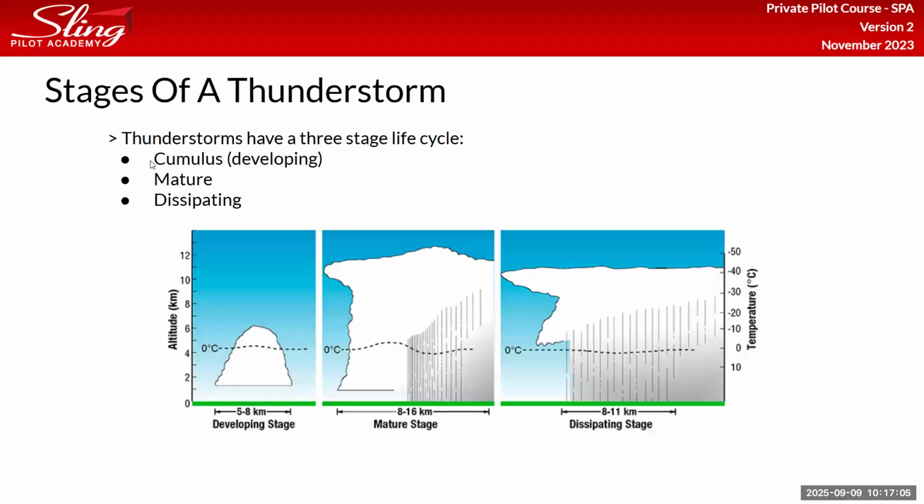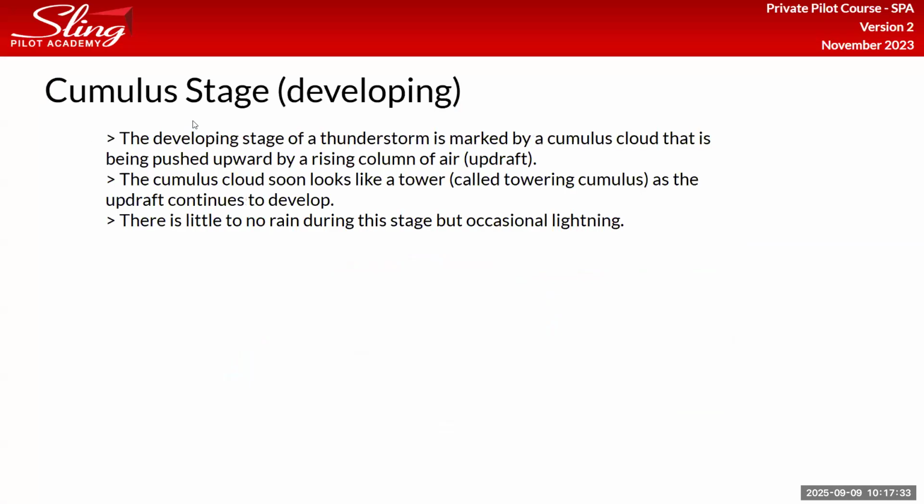Okay, then outside of the 3 ingredients of a thunderstorm, we need to know the stages of a thunderstorm. So the first is called cumulus, or the developing stage. Then you have the mature stage and the dissipating stage. Okay, this is what it looks like here. We'll get into each of them individually. First stage of a thunderstorm is called the cumulus, or the developing stage. This stage is categorized by updrafts.